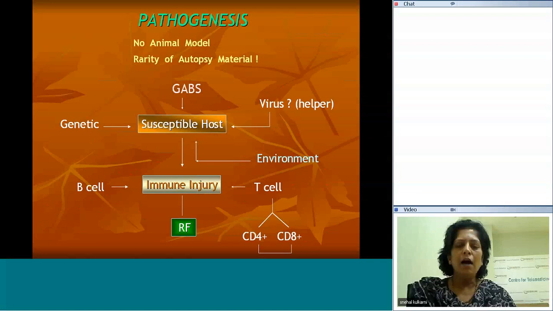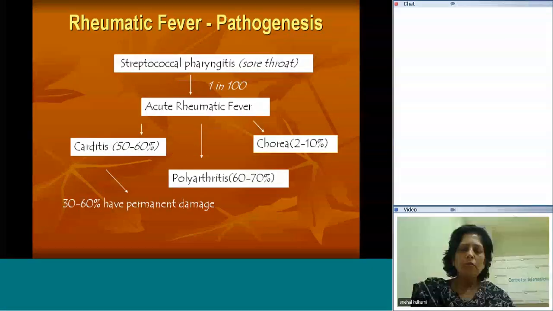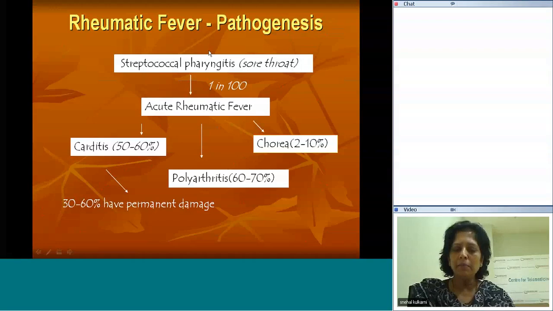As far as the pathogenesis of rheumatic fever is concerned, unfortunately, there is no animal model and there is very little autopsy material. So we just keep on assuming that it's something, but we really do not have a definite answer to this question. Now, if you see the pathogenesis, if the patient has streptococcal pharyngitis, out of 100, one patient will develop acute rheumatic fever. Out of those patients who develop acute rheumatic fever, 50 to 60% develop rheumatic carditis, and out of these patients, 30 to 50% have permanent cardiac damage. 70% patients develop polyarthritis, and chorea is seen in around 2 to 10% of patients.